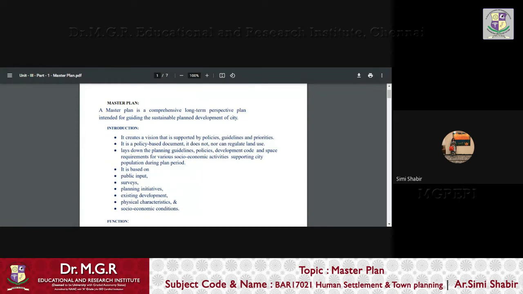And why do we need a master plan? The function of a master plan is to guide the development of a city in an orderly manner so as to improve the quality of life of the people.